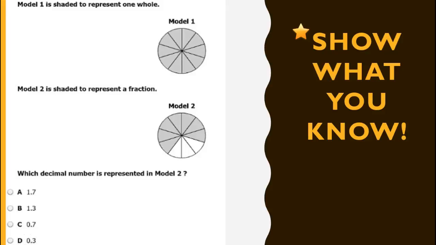Okay, next question. You're going to look at this model and you're going to decide what's the decimal value of it. So up here, Model 1 is all the way full, and that means it's 1. It equals 1. 1 whole. So this is a pizza that nobody ate. And this is a pizza that somebody ate a few pieces out of. So what fraction would this represent? But instead of writing it as a fraction, I want you to write it as a decimal. So go ahead and choose which one you think is right.